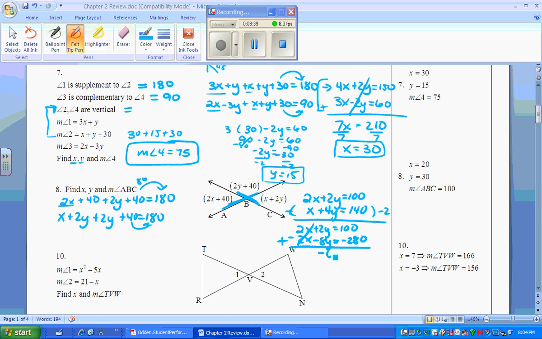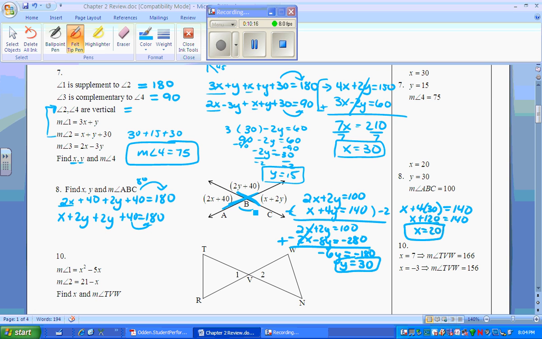X's cancel out. This makes negative 6y. This right here equals negative 180 divided by negative 6. Negative out of negative becomes positive, so y equals 30. Plug it back in. So we got x plus 4 times 30 equals 140. Simplify it. This is 120. So x equals 20. We got x now. We had y. And we need ABC.